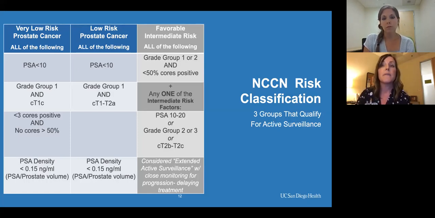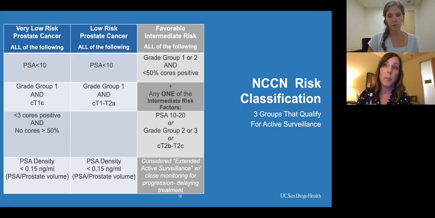And then you'll see that favorable intermediate risk prostate cancer is somewhat of a gray zone. It can involve grade group 1 or grade group 2, and less than 50% of the cores are positive on biopsy. Plus, one of the intermediate risk factors, PSA 10 to 20 or grade group 2 or 3, which grade group 3 is Gleason 4+3, or the palpable tumor, which is still localized, can be in both sides of the prostate.